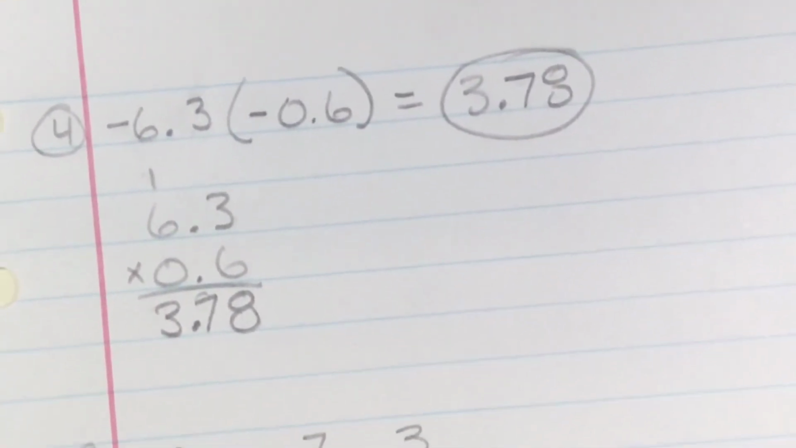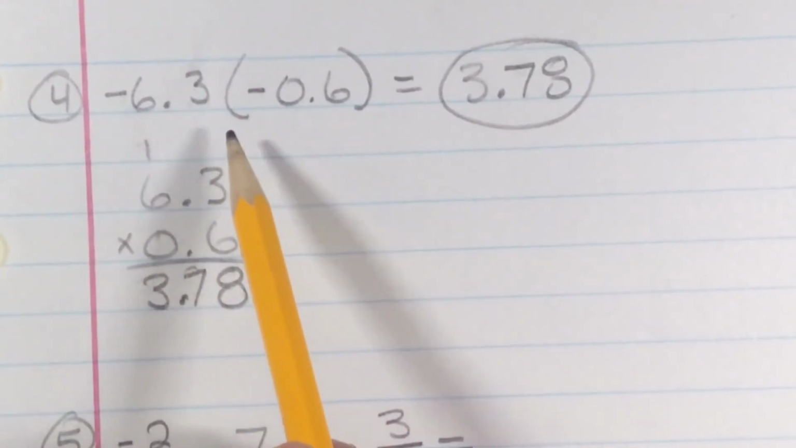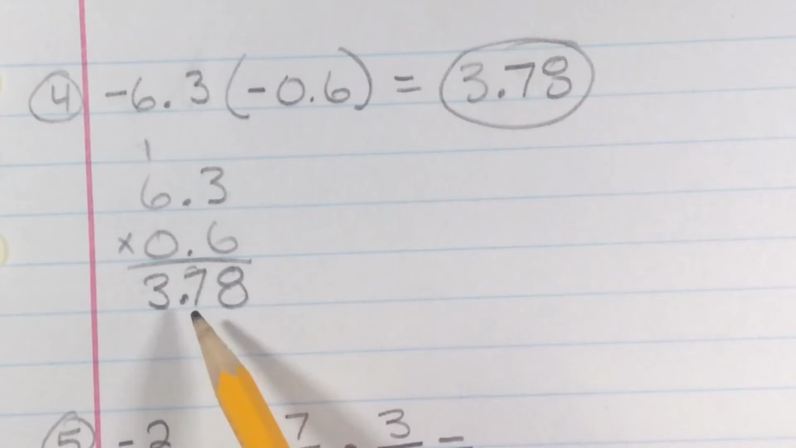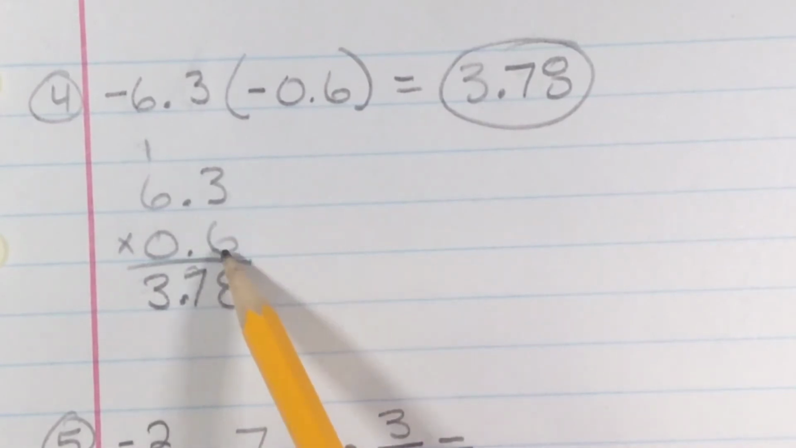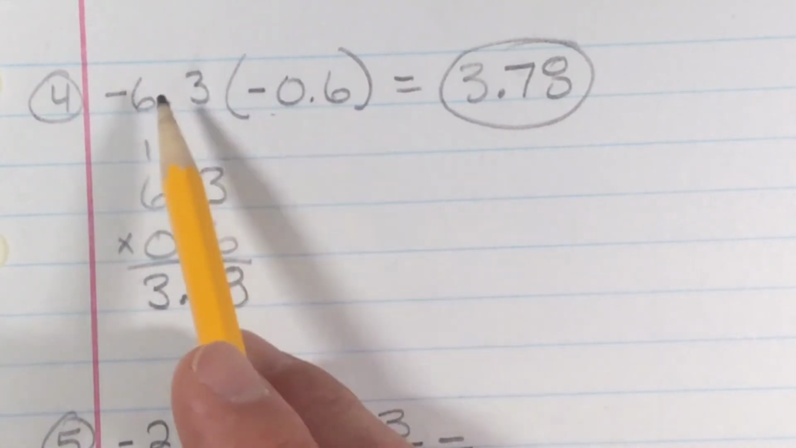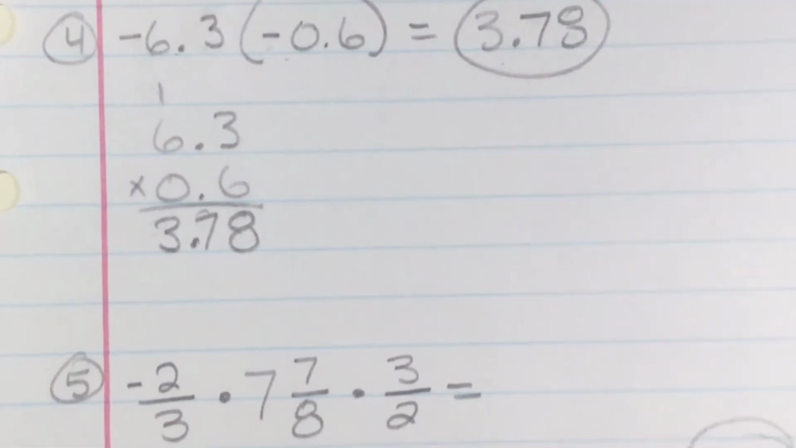For number 4, more decimals. Negative 6.3 times negative 0.6. I multiply as if there were no decimals. When I'm all done, 2 numbers behind the decimal means 2 numbers behind the decimal. And a negative, so same sign. My answer is positive 3 78/100.